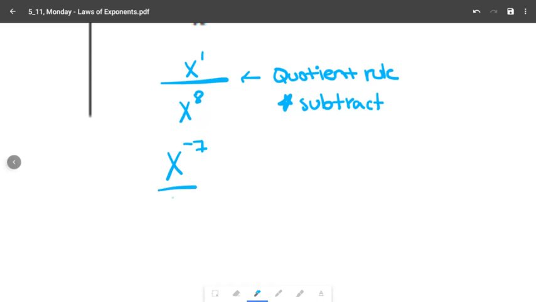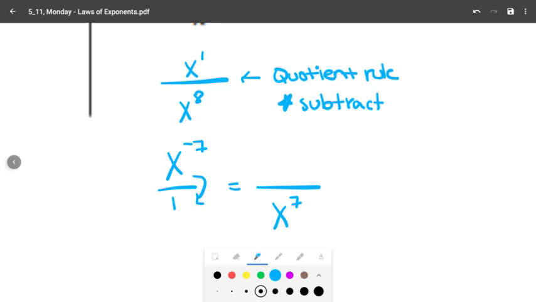This x is over 1. I need a positive exponent. So the x is going to go to the denominator, and its exponent turns positive. And that x on top had a 1 in front of it, so that 1 is still on top. So your answer is 1 over x to the 7th.